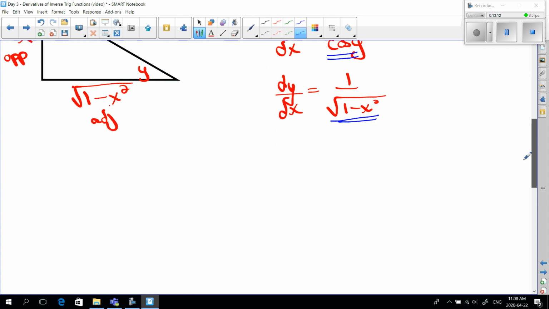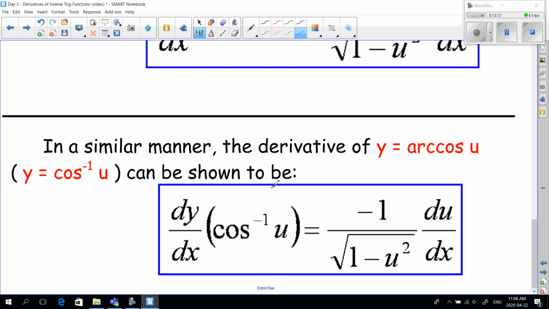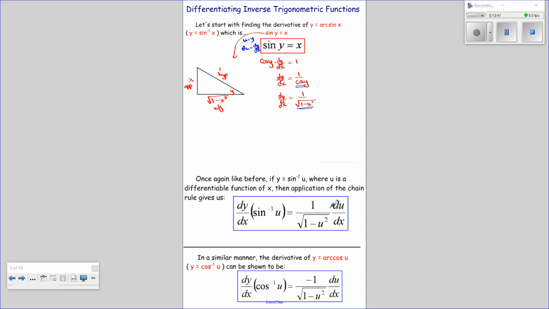By a similar process, we could do the same thing for arc cos, or the inverse cosine, and we would end up with negative 1 over the square root of 1 minus x squared. Or when we change this argument from x to, we'll say, something called u, we have to remember to multiply by the derivative of u. So, in short, there is your derivative for an inverse sine function. There is your derivative rule for an inverse cosine function.